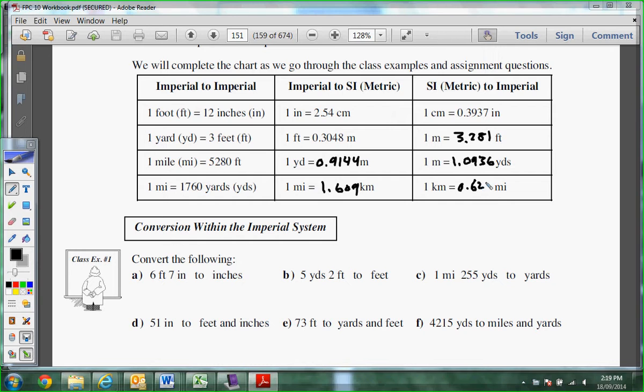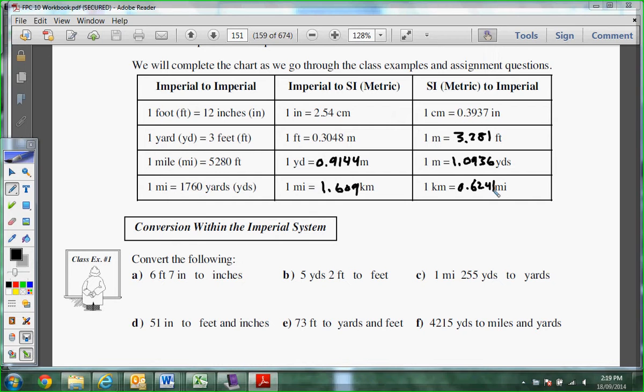It's 0.6241, because a kilometer is about 2/3 of a mile. 2/3 is about 0.66. I do that math almost every day when I'm driving around, because my brain's still in miles. When I'm driving home, I think, I've got 120 kilometers to the border, so about 80 miles. I just take 2/3 of 120.